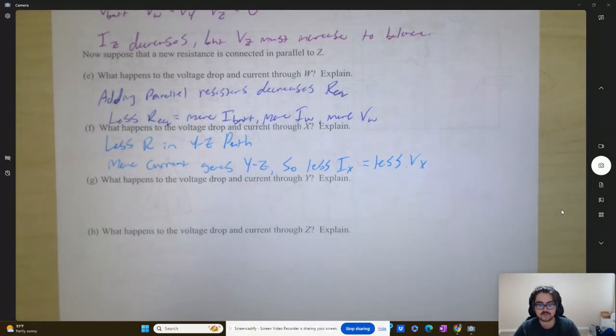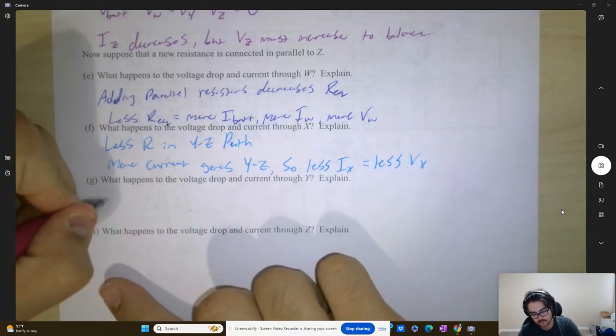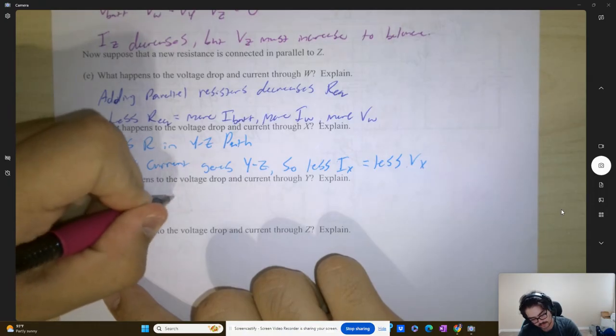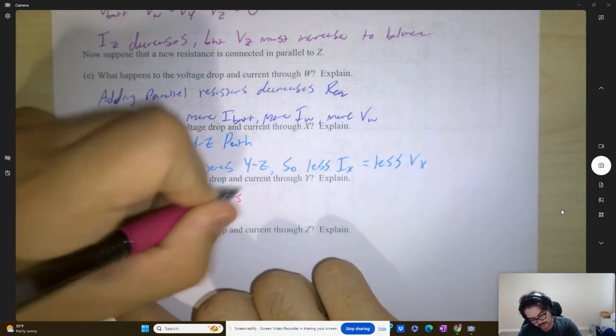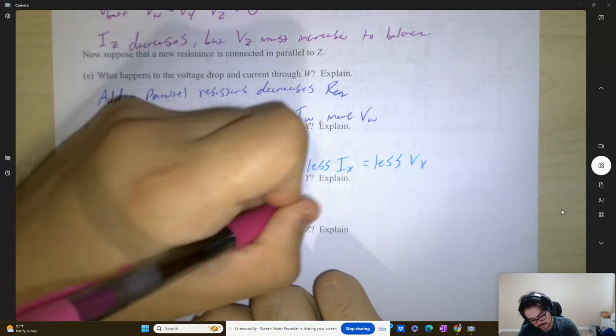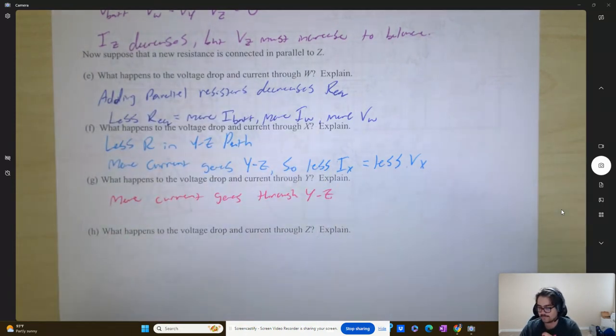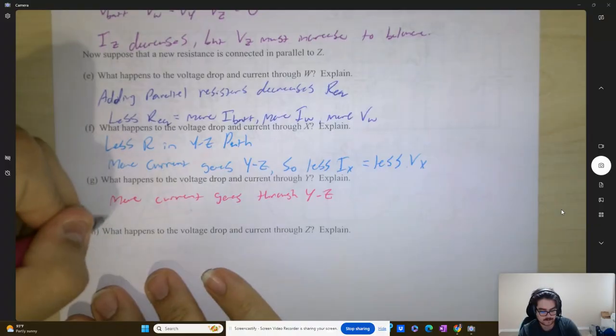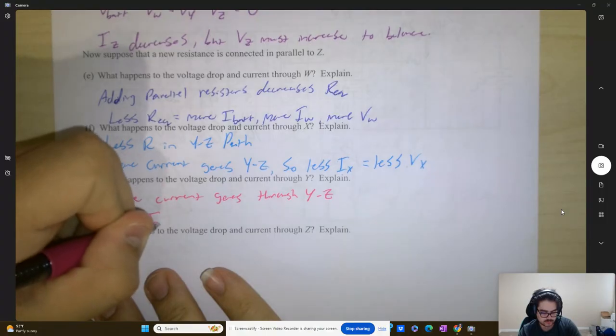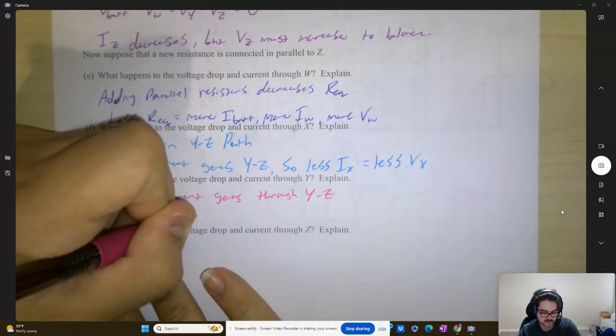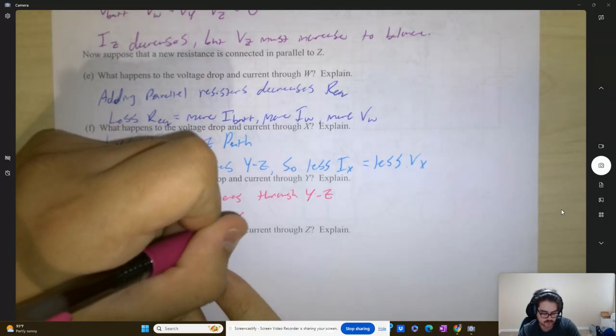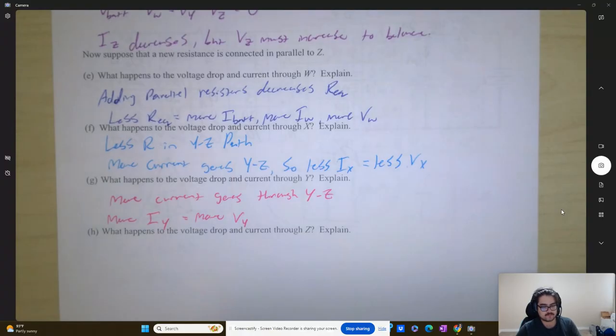Now, what happens to the voltage drop and current through Y? We've just said that more charges are going to go to the YZ branch because there's less resistance in the YZ path. So more current goes through YZ. Therefore, more current through Y, which would then give us more voltage through Y.